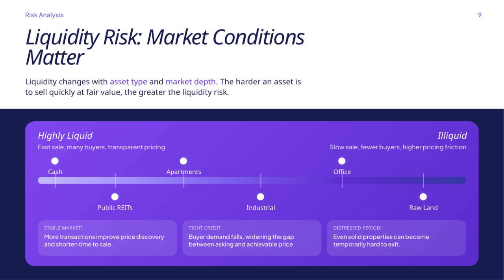In stable markets, frequent transactions help improve price discovery and shorten the time it takes to sell an asset. However, during periods of tight credit, buyer demand decreases, widening the gap between what sellers ask for and what buyers are willing to pay. In distress periods, even solid properties can suddenly become difficult to sell, increasing liquidity risk significantly. Understanding these factors is key to analyzing liquidity risk properly and making informed investment decisions.